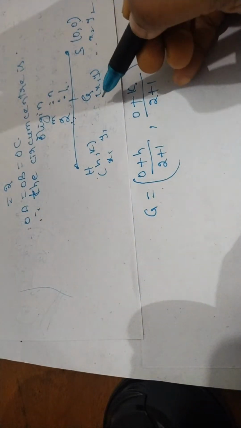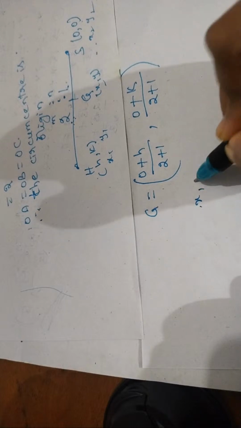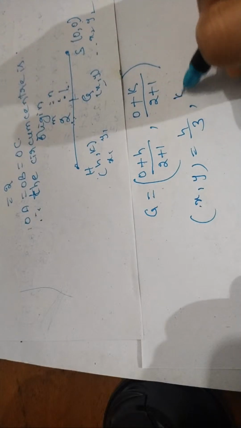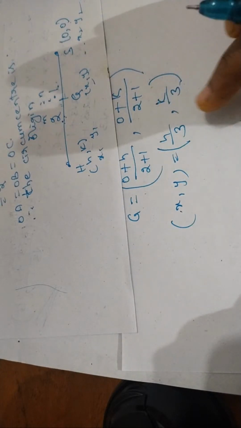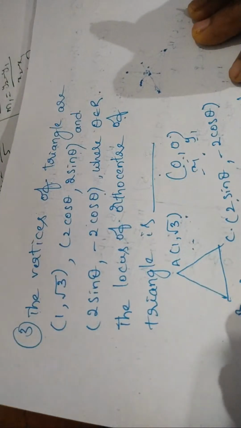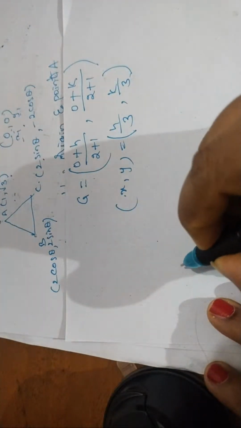Now here we considered G as (x, y). So right here (x, y) equals (h/3, k/3). So we got the centroid as (h/3, k/3). Now find the centroid of these 3 points. They gave 3 vertices A, B, C. For this case, find the centroid.